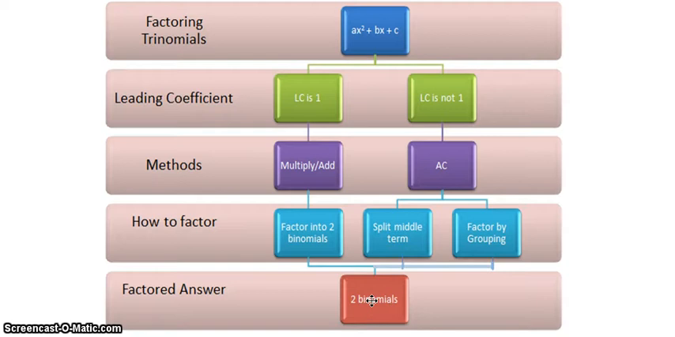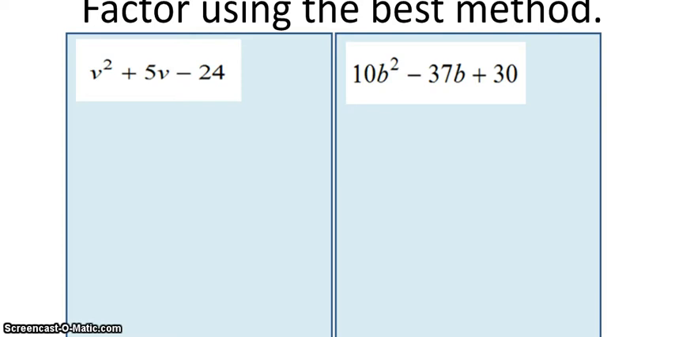So let's take a look at a couple of examples and review the two types that we've learned to factor trinomials using. So in our first problem, it is in standard form. Our leading coefficient is not showing, that means it is 1. And our chart tells us when that leading coefficient is 1, we're going to use the multiply and add method. We want to find two factors that multiply to give us negative 24 and add to give us positive 5. And once we find those two numbers, we go straight to our two binomials.